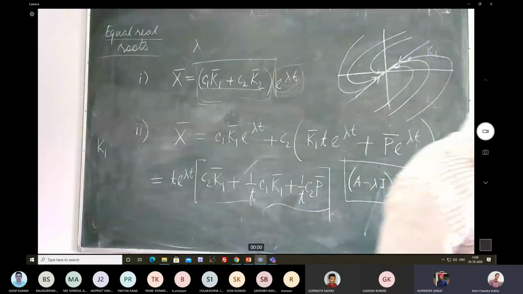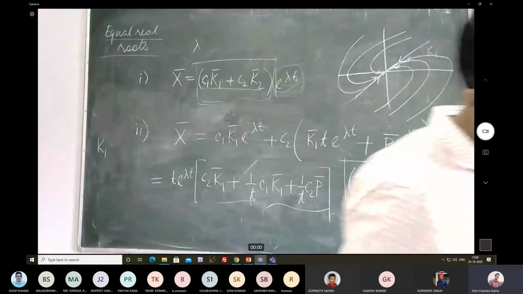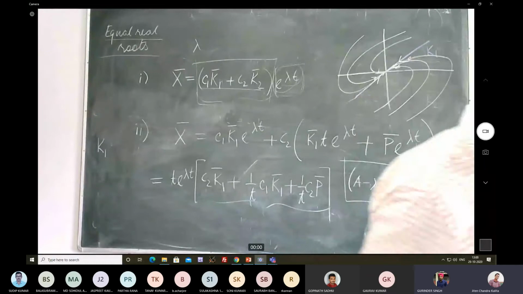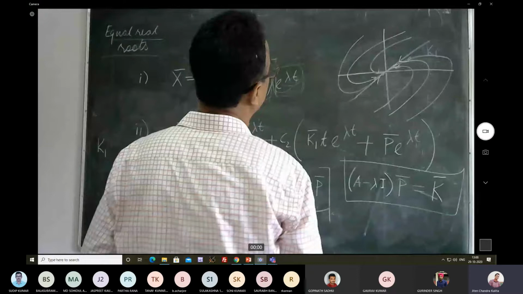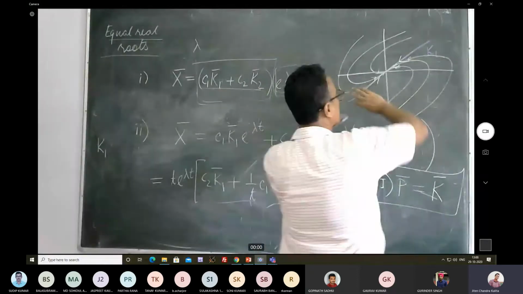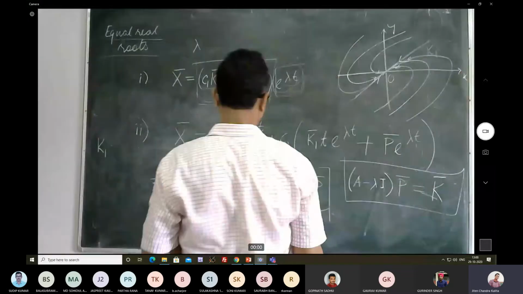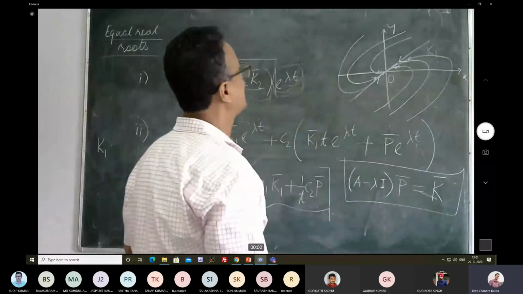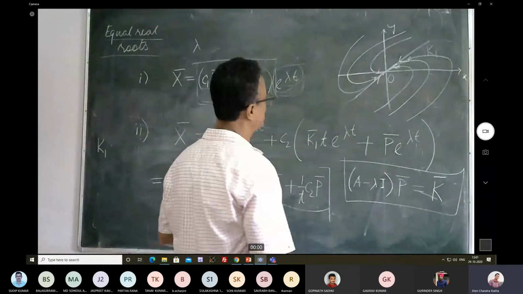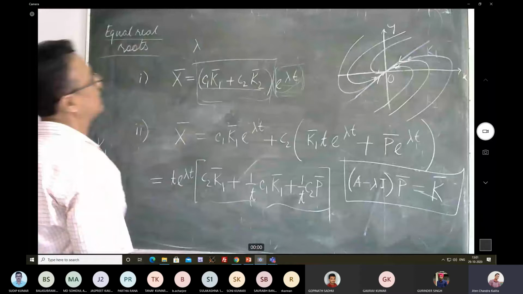Sir, is this the case when lambda is negative? Yes, this is the case when lambda is negative. Similarly, if lambda is positive, the orientations are going to be in the opposite direction. Everything is going to move away from the origin. So in both cases, they are called a degenerate stable node, depending upon whether lambda is negative, or a degenerate unstable node, depending upon lambda being positive.